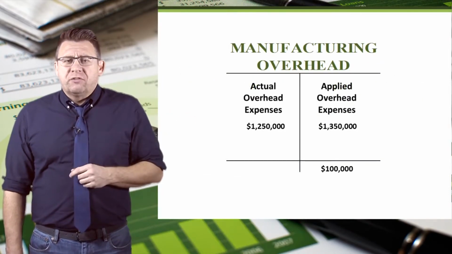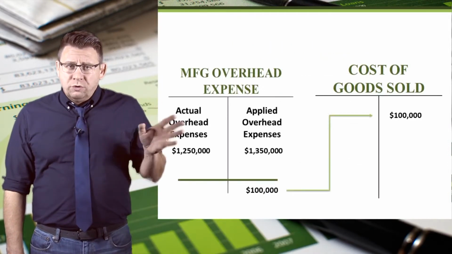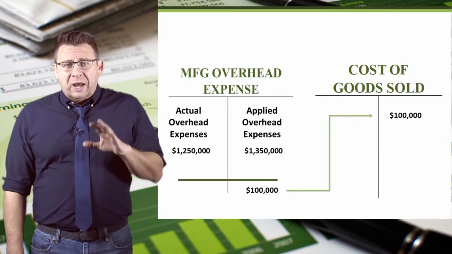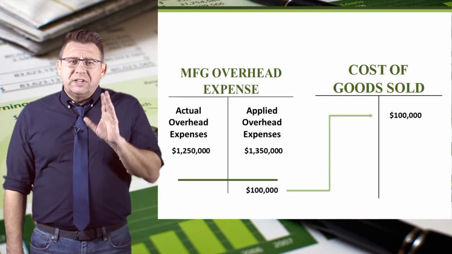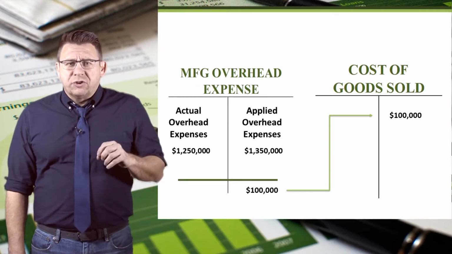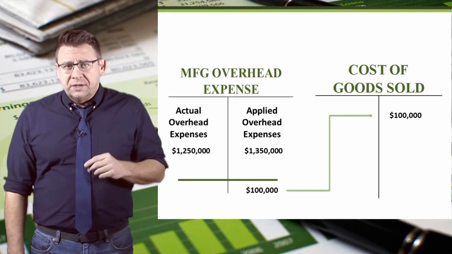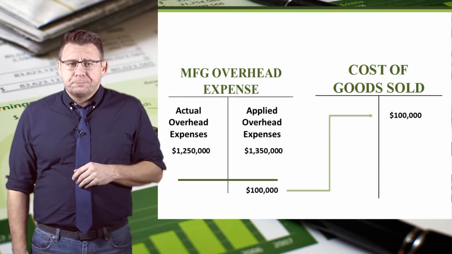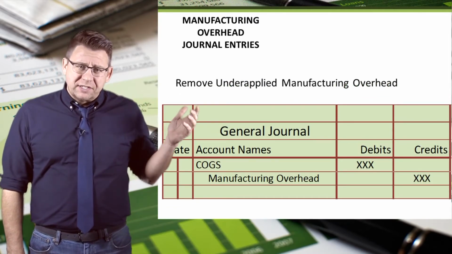What if manufacturing overhead is overapplied by $100,000? We move the $100,000 from manufacturing overhead to cost of goods sold by debiting overhead and crediting cost of goods sold. Now we've decreased the cost of our sold products. Since manufacturing overhead was overapplied and therefore our jobs were overcosted, this now decreases the cost of our jobs to the correct amount.